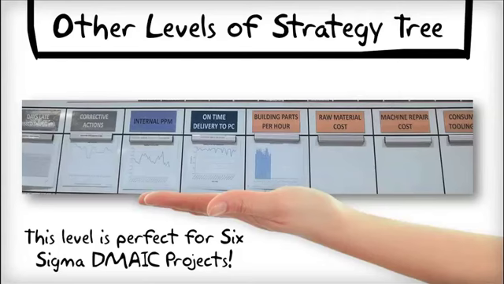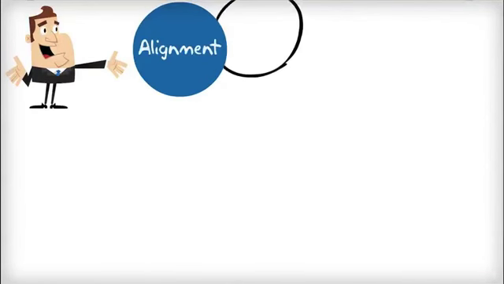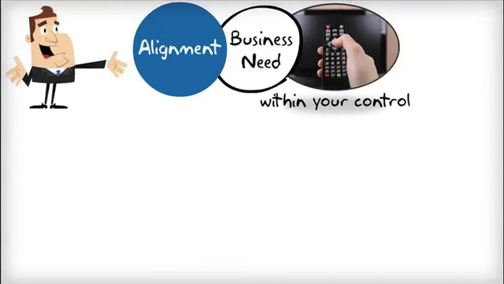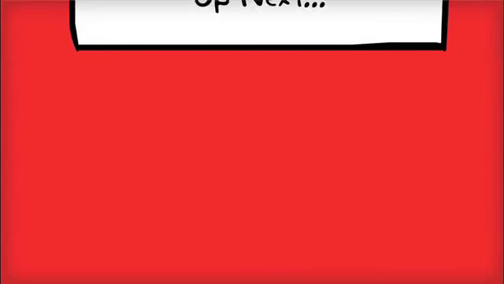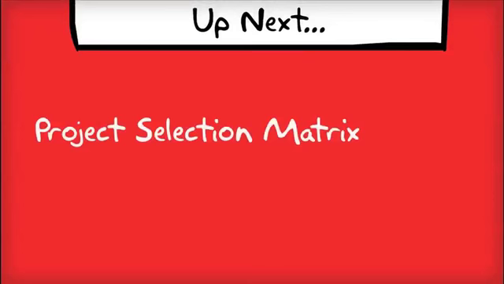It is at this level that Lean and Six Sigma projects are found, and you can be rest assured that the need you identify in the project you lead at this level will tie to the previous levels and is important to the organization. Remember, alignment, business need, and within your control are the three critical things you must have in your Six Sigma project in order to be successful. But what do you do when there are several projects that impact the top-level metrics? So up next, we'll discuss how to prioritize projects using the project selection matrix.